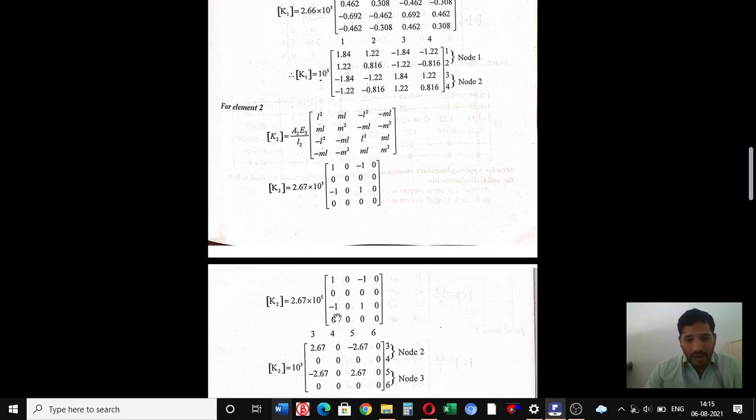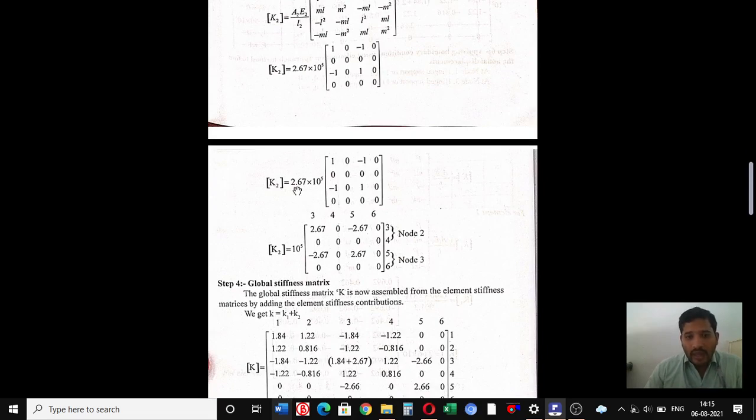After getting this matrix, you just need to multiply 2.67 into 1, you will get 2.67. Again multiply 2.67 into minus 1, minus 2.67. Again 2.67 into 0 should be 0. 2.67 into minus 1 becomes minus 2.67. If you multiply 2.67 into 1, it becomes 2.67. Okay. After that, 1, 2, 3, 4 is completed.